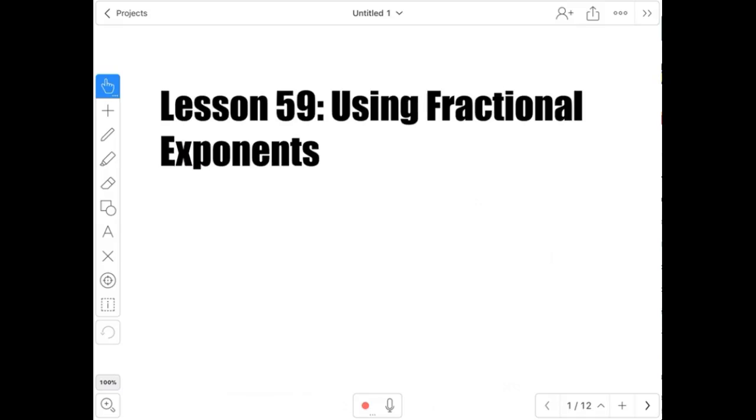All right, taking a look at lesson 59, using fractional exponents. Going through this lesson, it's going to look a lot harder than it actually is. You guys will start to get used to some of the notation after a while, and hopefully this will be a successful video for you guys. It'll help you out a little bit.